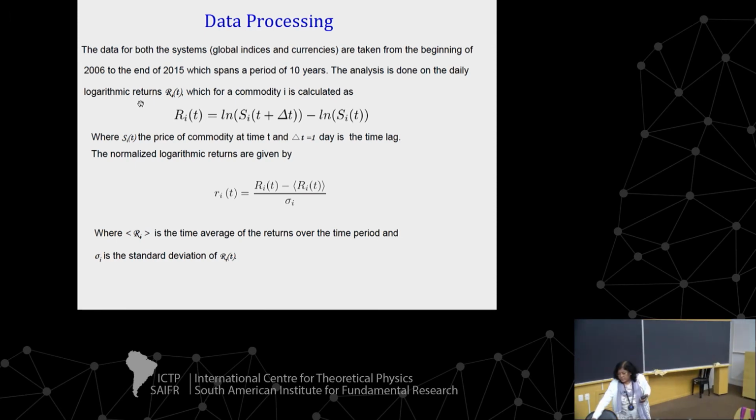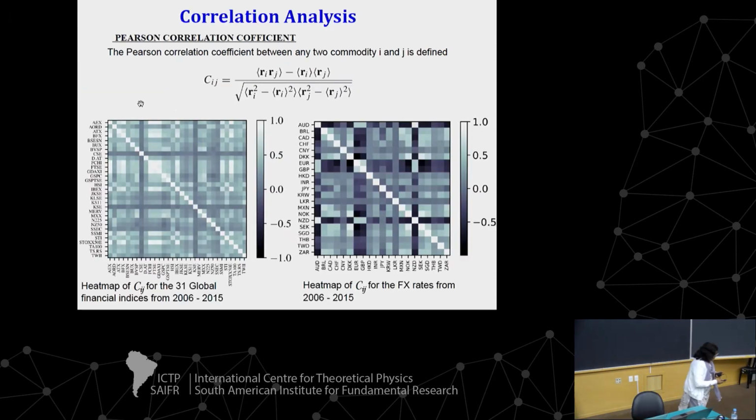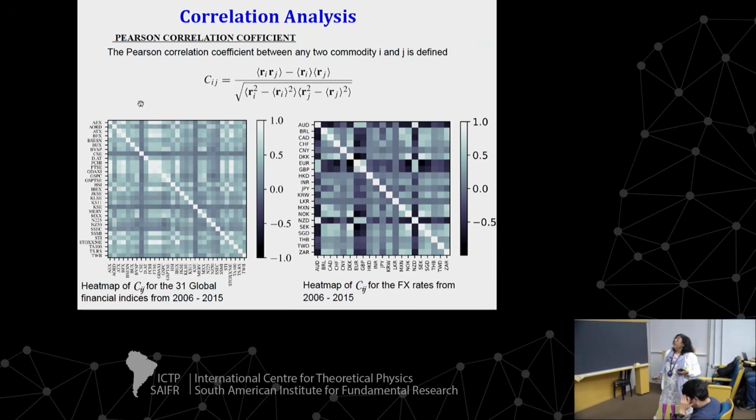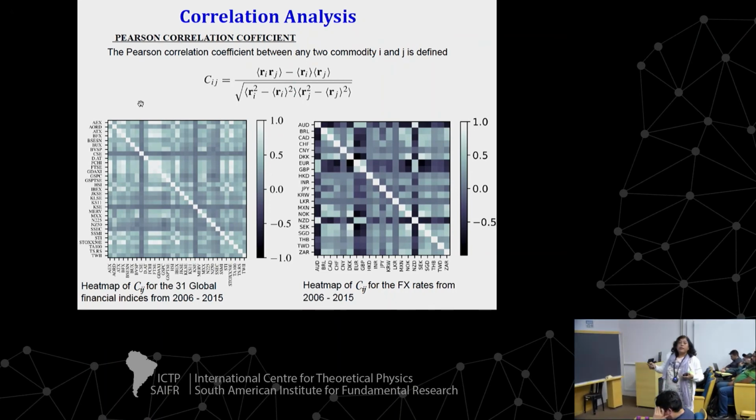But maybe the students will benefit. Okay, so we calculate the cross-correlation, Pearson's correlation coefficient, which is given in the usual way. And for the two systems that we are considering, the global financial indices and the FX rates, the correlation matrix, the heat map for the 10 years, is given in this way.